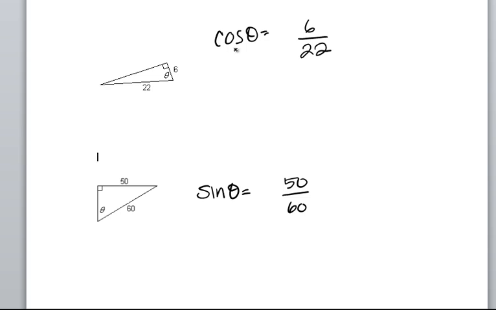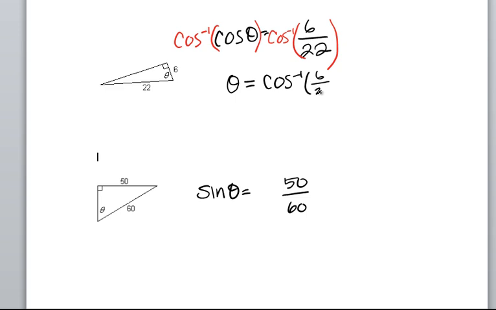Since cosine is a function, to undo cosine, we take the cosine inverse of that entire side. And what we do to one side, we have to do to the other. So inverse cosine and cosine are inverse functions, so what you're left with on the left-hand side here is theta. And so theta is the inverse cosine of 6 over 22.